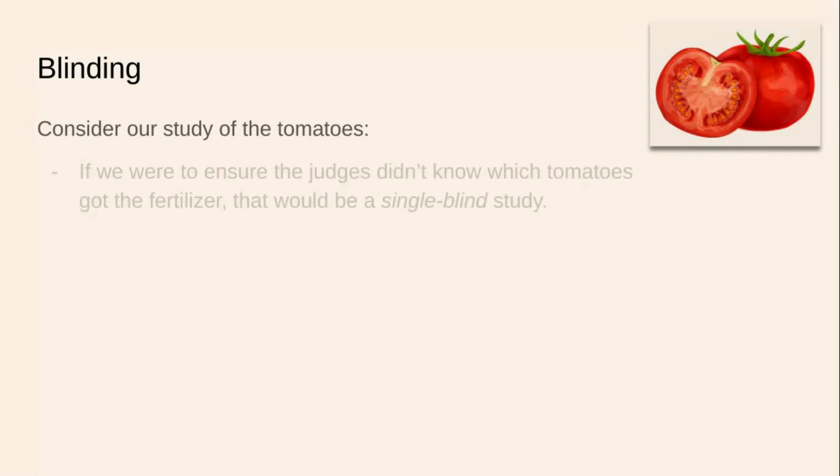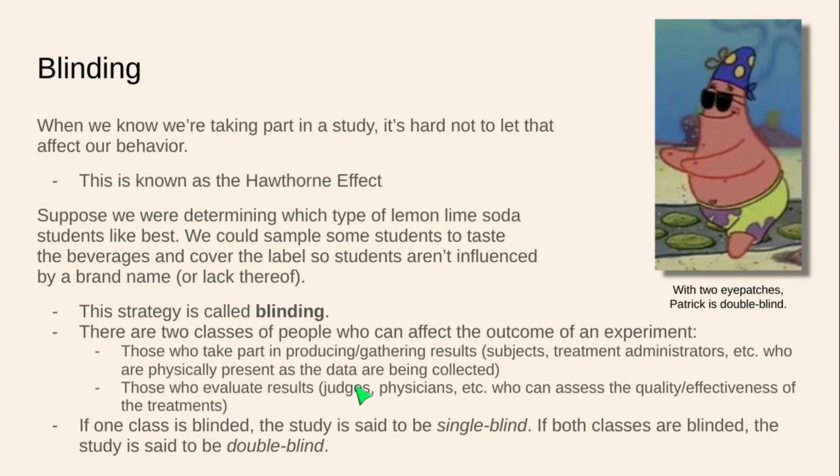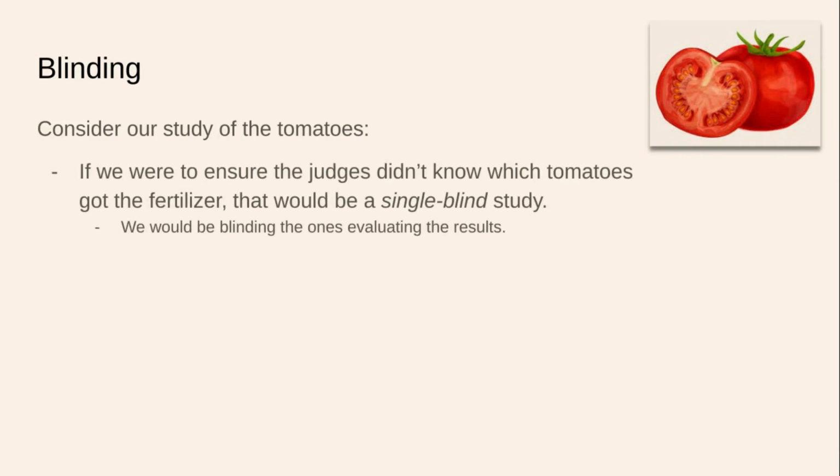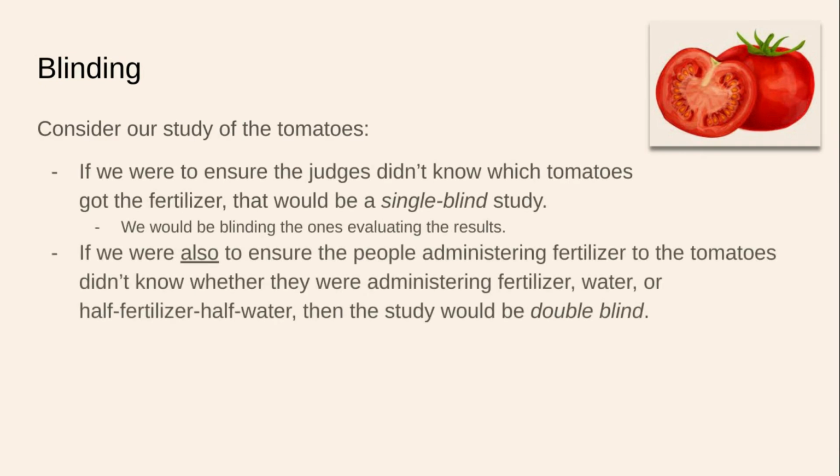So let's relate this to our scenario involving the tomatoes. So let's consider the study on the tomatoes. If we were to ensure that the judges didn't know which tomatoes got the fertilizer, that would be single blind. That would be blinding these folks, the evaluators of results. If we were also to ensure people administering the fertilizer to the tomatoes didn't know whether they were administering fertilizer, water, fake fertilizer, there's a placebo, or half fertilizer, half water, the study would be double blind.